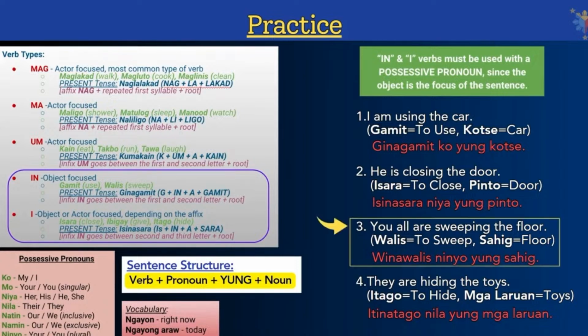Alrighty. So let's take a look at this verb walis. This is another example of where it can be an actor or object-focused verb. We learned, winawalis ko yung sahig. I am sweeping the floor. That's an in verb. The focus is on the object, sahig. What are you sweeping? I'm sweeping the floor.